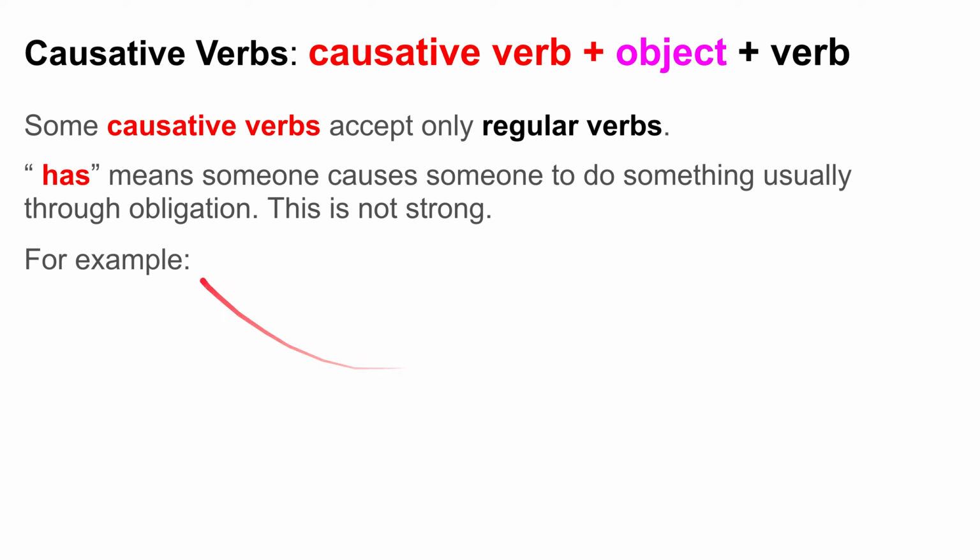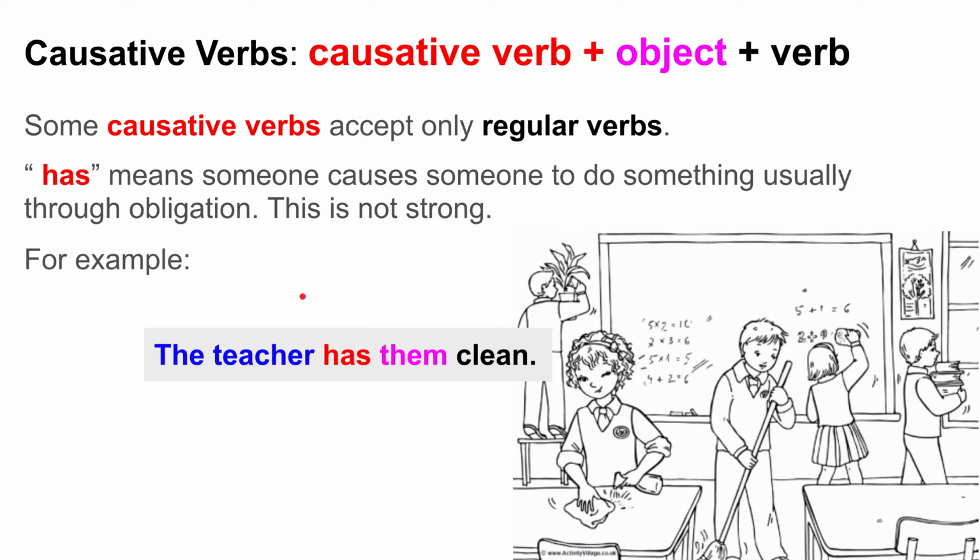Let's move forward. We're going to look at another causative verb that accepts regular verbs. This is have, has. It means someone causes someone to do something, usually through obligation, and it's not strong. It's actually kind of easy, soft. So here we have an example. The teacher has them clean. So the students are cleaning the room. As you can see from their faces, they don't seem bothered. They seem pretty happy. So it's not strong.